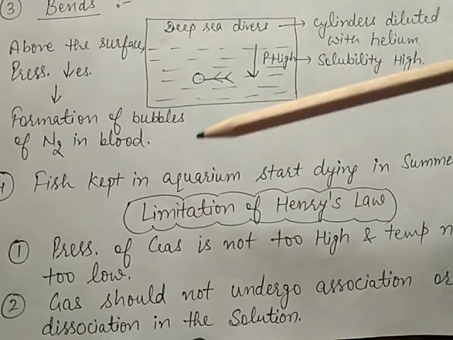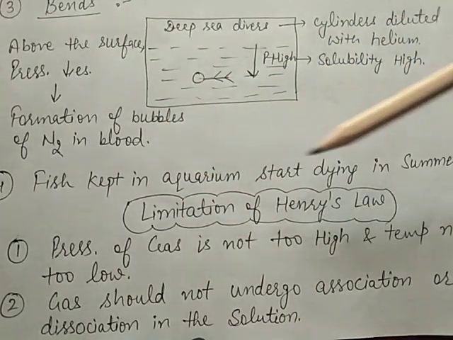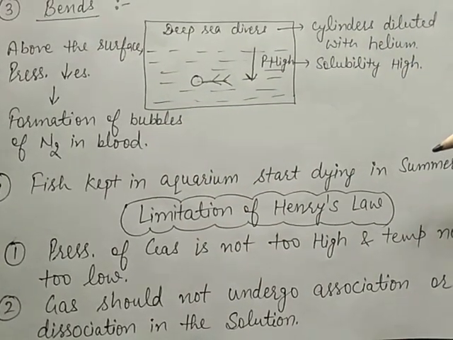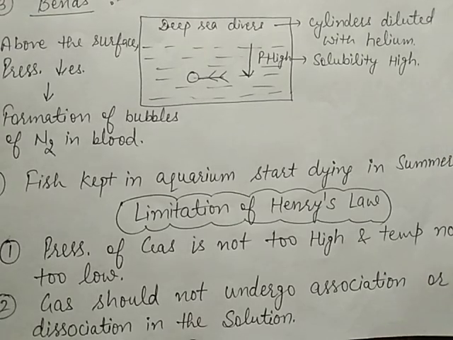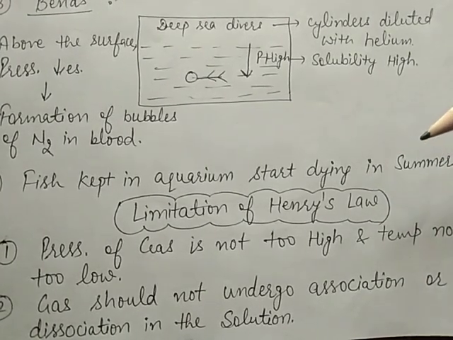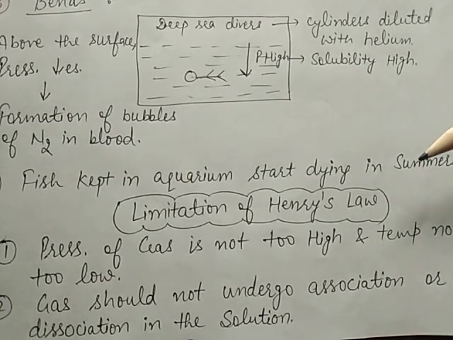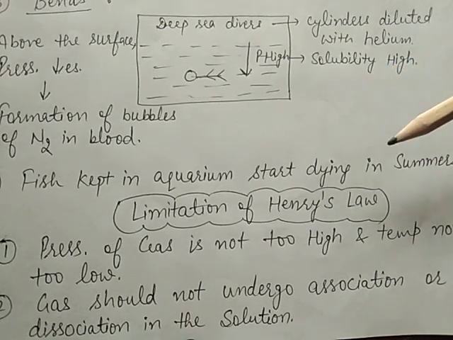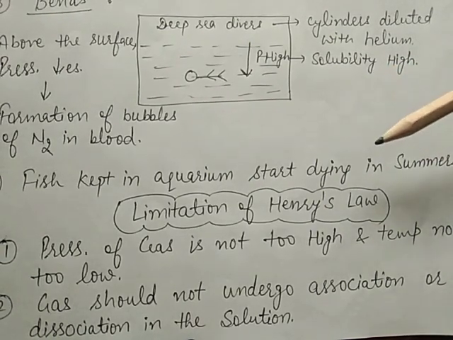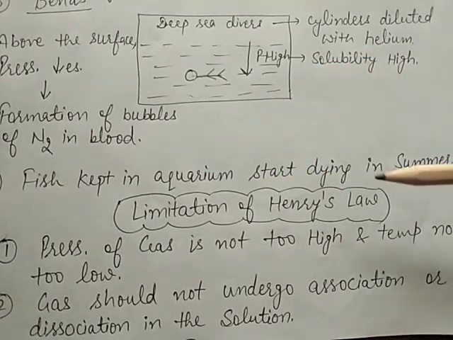Now the fourth application is fish kept in an aquarium start dying in summer. Why? Because in summer the temperature increases, so the solubility of oxygen in water decreases, and due to this less availability of oxygen to fish, the fish start dying in summer.